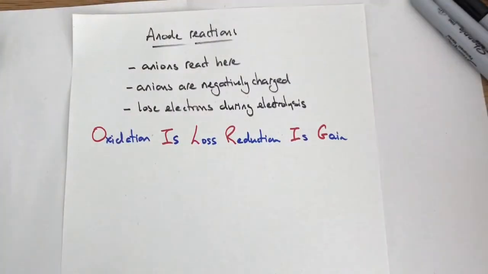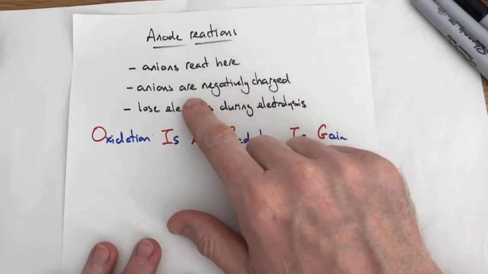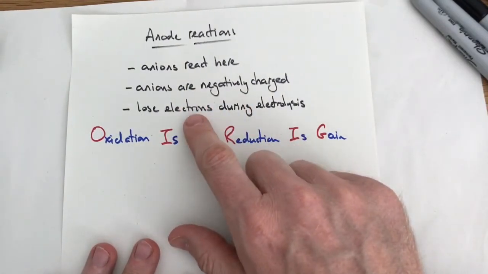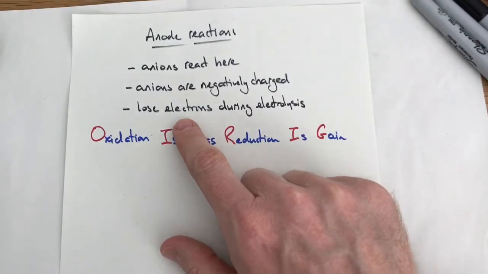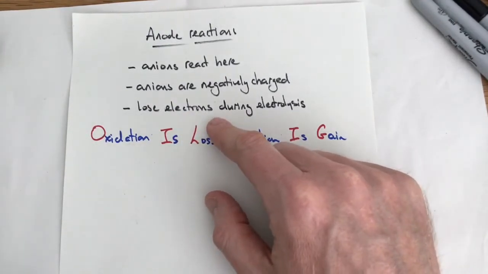Okay, in this video we're going to have a look at the reactions that take place at an anode. Now remember, at the anode we have anions that are going to react here. Anions are negatively charged, and when they get there, those anions are going to lose electrons during that electrolysis process.